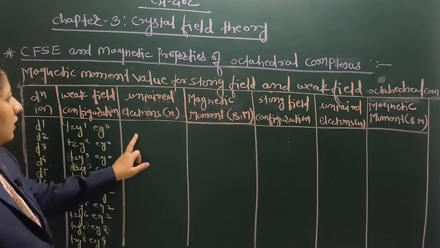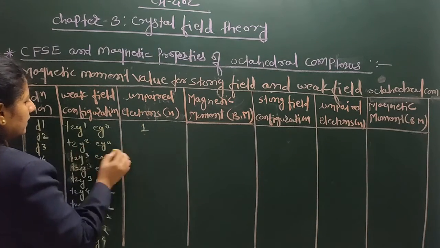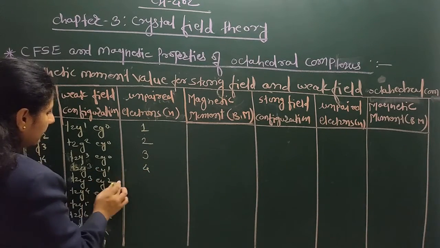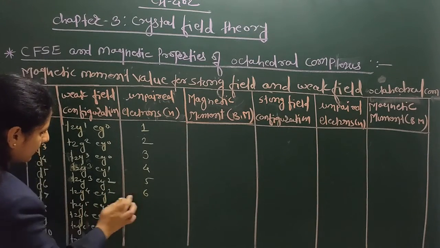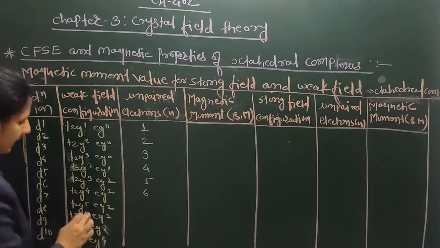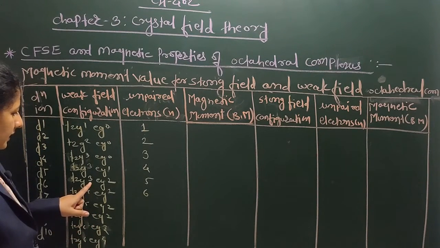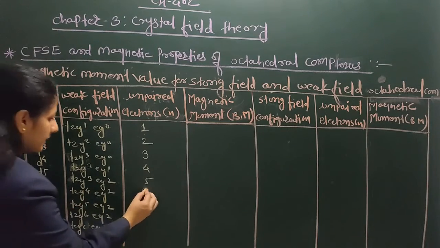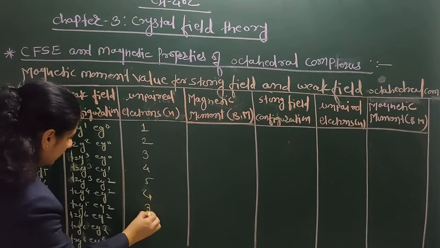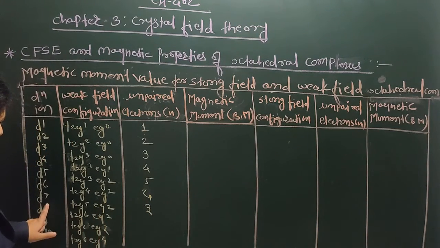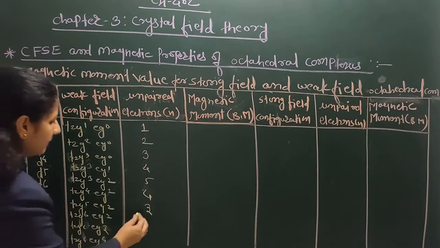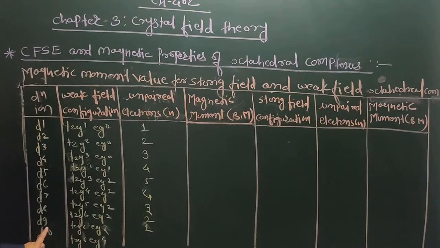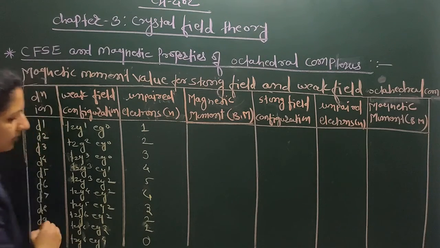Here the unpaired electrons, as we know, there will be 1 unpaired electron, here again there will be 2, here 3 unpaired electrons, here 4 unpaired electrons, here 5 unpaired electrons. For the d6 system there will be 4 unpaired electrons, for the d7 system there will be 3 unpaired electrons, for the d8 system there will be 2 unpaired electrons. For the d9 system there will be 1 unpaired electron, and for d10 there will be 0 unpaired electrons.